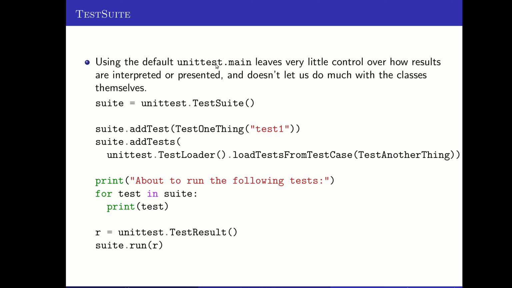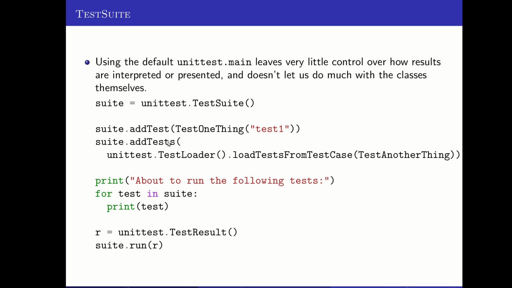We've so far only used this built-in unittest.main function, but it doesn't give you much control over how the results are interpreted or presented. It will simply tell you sort of what failed and what passed. And it doesn't let you do much with the classes themselves, the different test cases and stuff like that. So if you want a little more control, then you can create a test suite. Then you add test case classes and functions to that test suite.